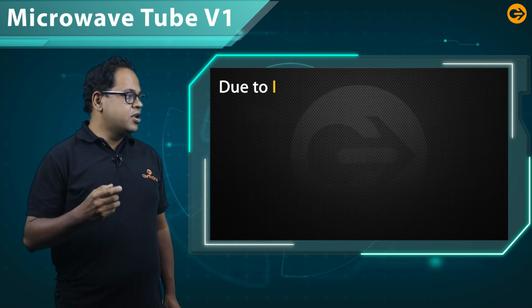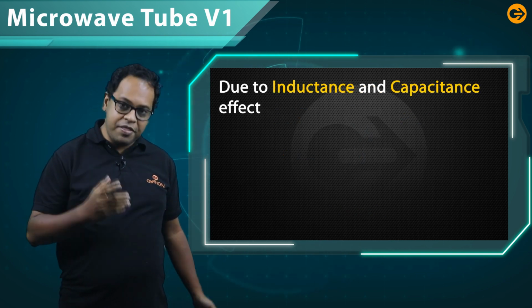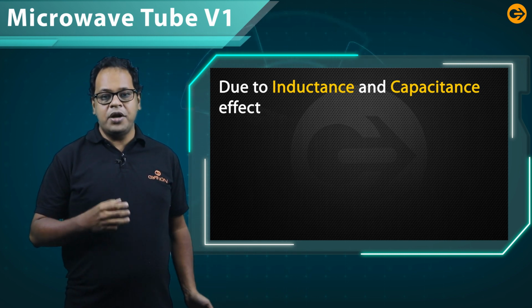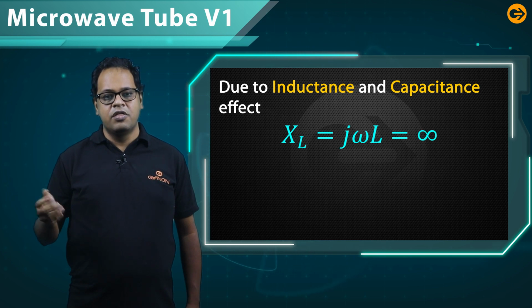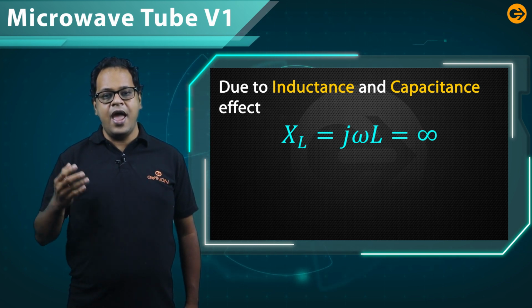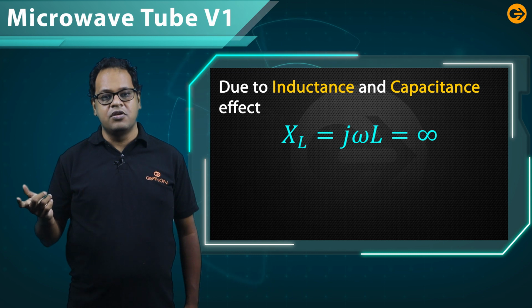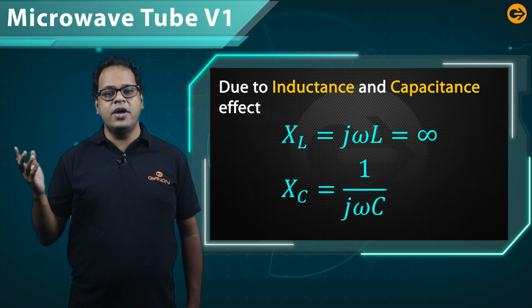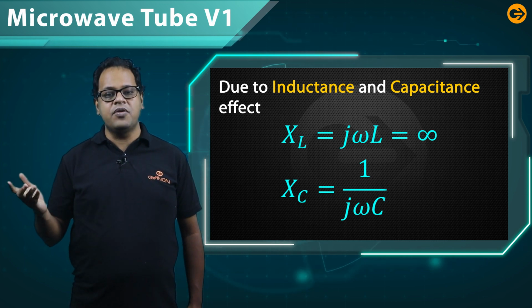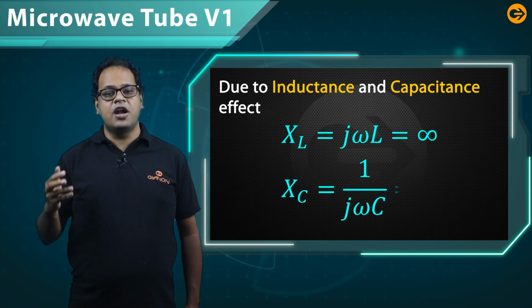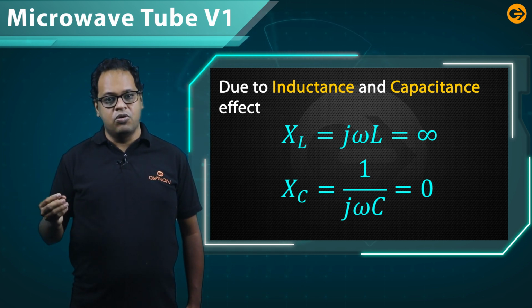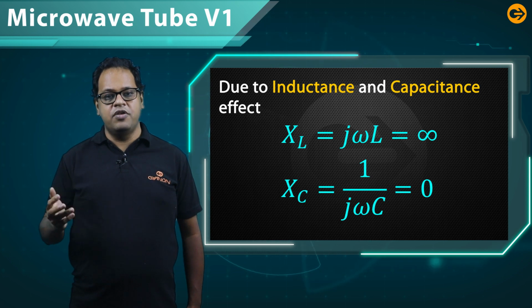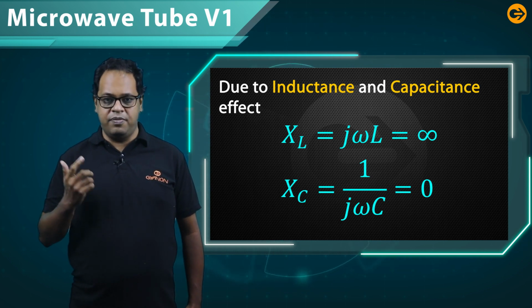Number one reason, due to the inductance and the capacitance effect. What you are already aware of, that XL equals j omega L. So at high frequency, it may act as an infinite resistance, which is not possible in practice. And Xc is equal to 1 by j omega C. So at high frequency, this Xc will become 0, that means a total short circuit. So the traditional tube is rejected for this point.